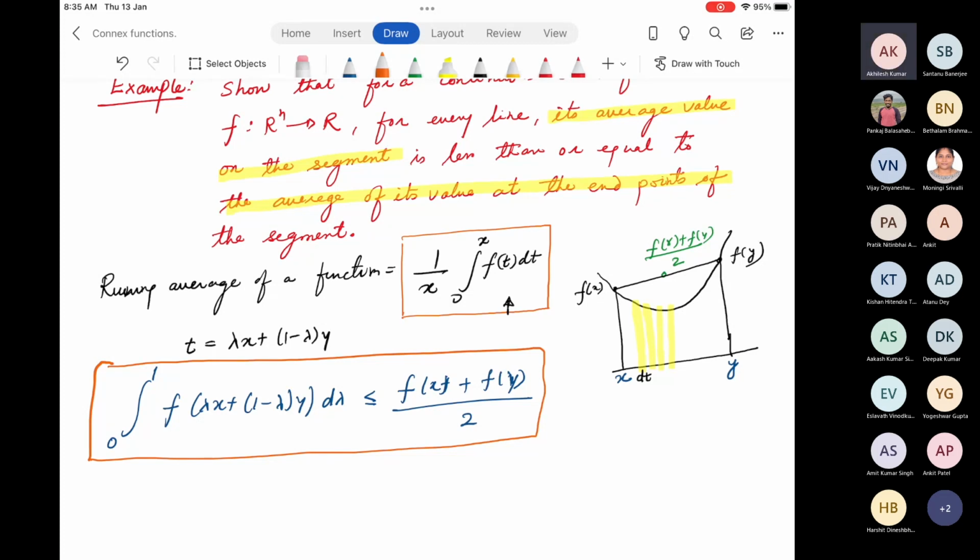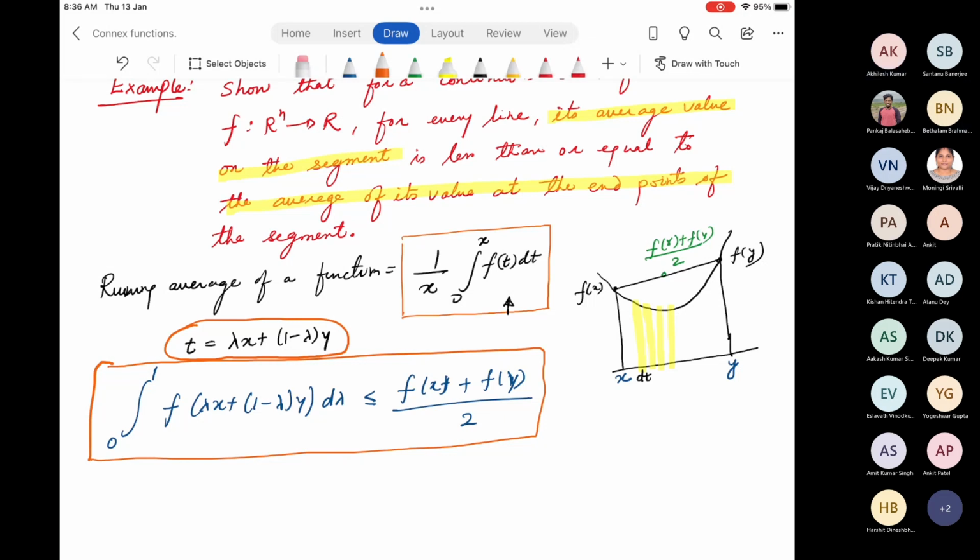So in the running average which I have written here, what is the length of the segment we are looking at? Y minus x. Now I have t equals lambda x plus 1 minus lambda y, and f of t dt we are trying to differentiate. If you look at the t expression, what is the variable here? X and y are fixed. It is lambda which is ranging between 0 and 1, right?